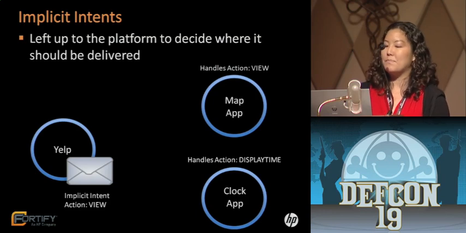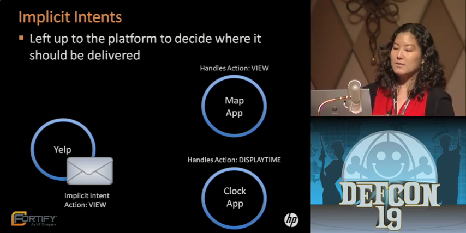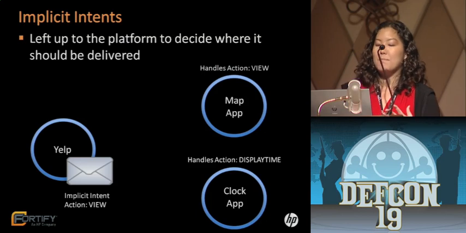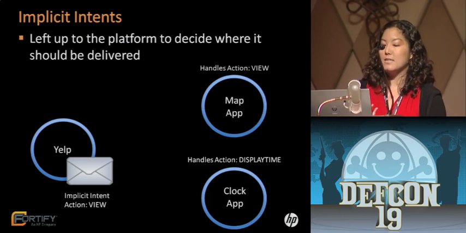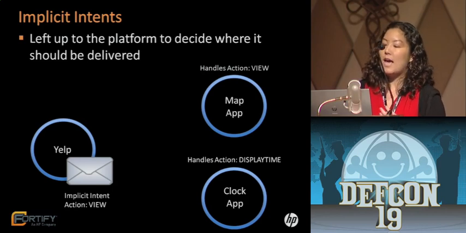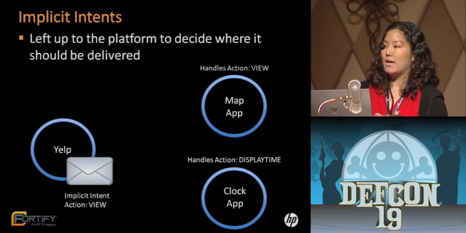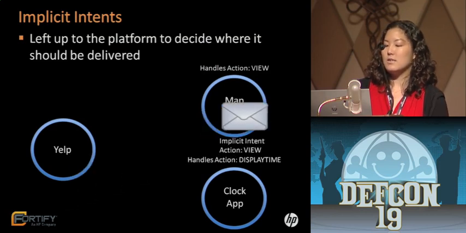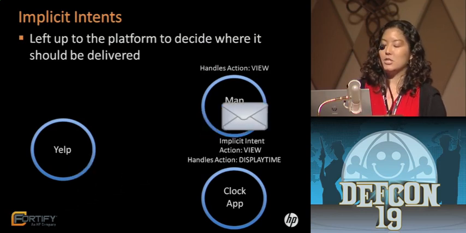Some common actions include the view action, the edit action, but really the action can be any string created by the developer. So going back to the Yelp application, they could have sent an implicit intent with the view action, and then the system will look at the receiving components and look at what actions can be handled. And in this case, there's only one component that can handle the view action. So the system will deliver this intent to that map application.